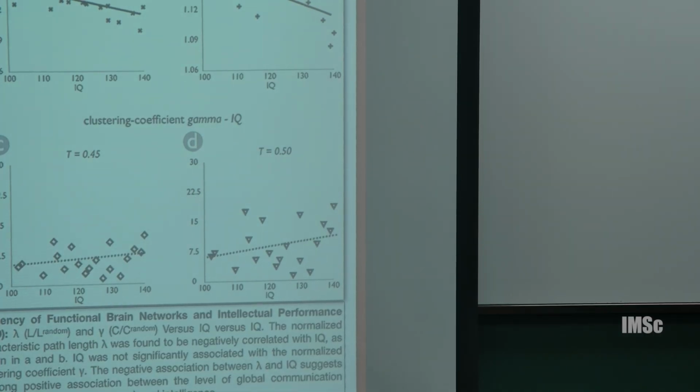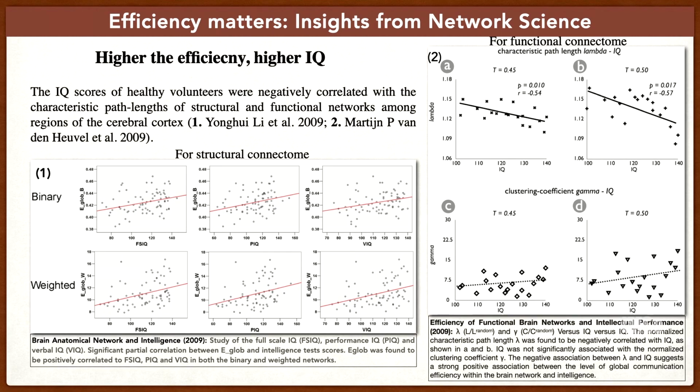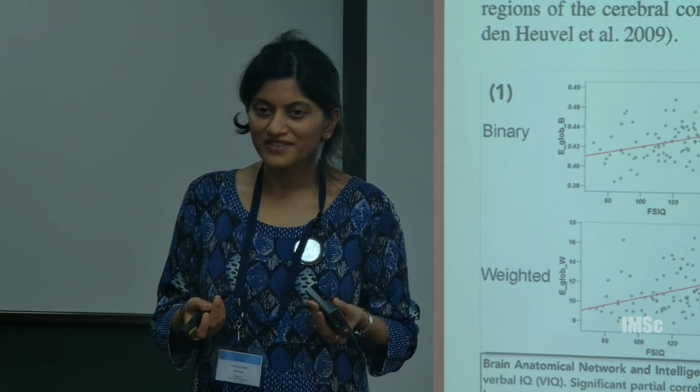So this has been shown for both the structural as well as the functional connectome in humans. Because of IQ. What exactly do you mean by IQ? See, you have given an IQ test, etc. There is a set of questions that has been asked, and for the given answers the IQ is computed.